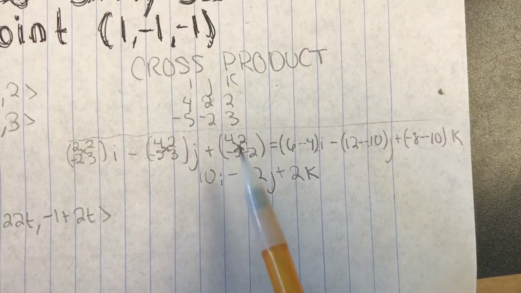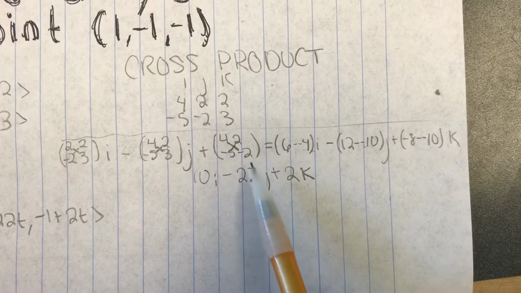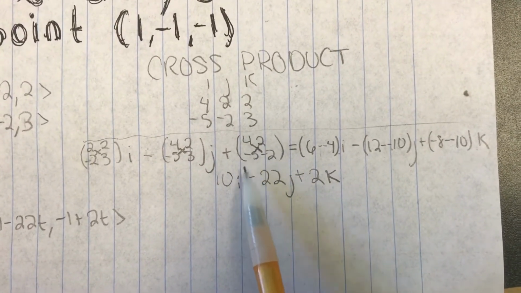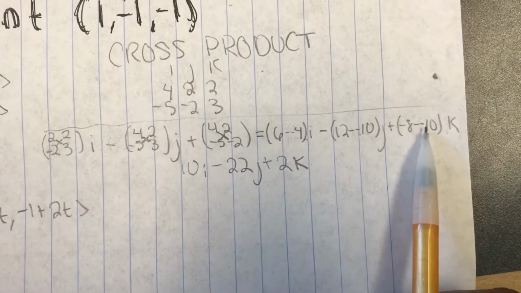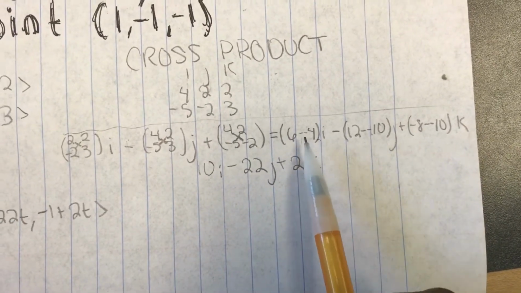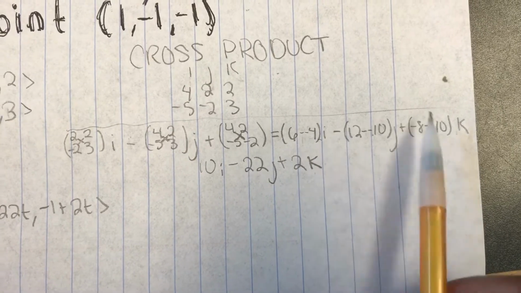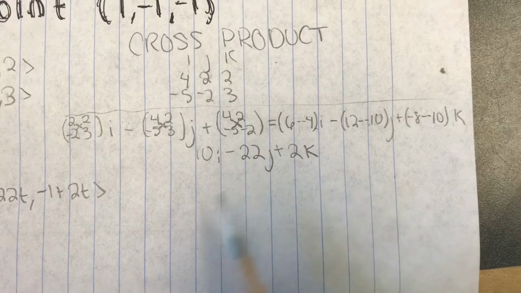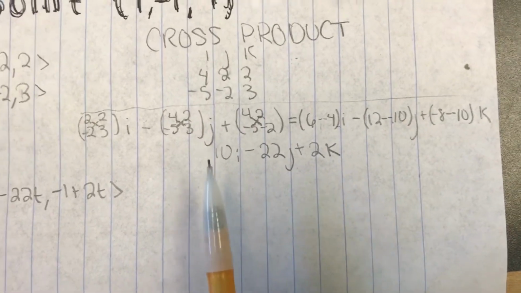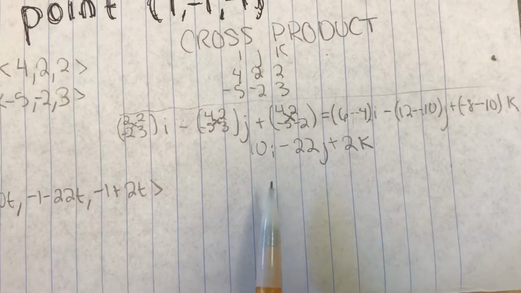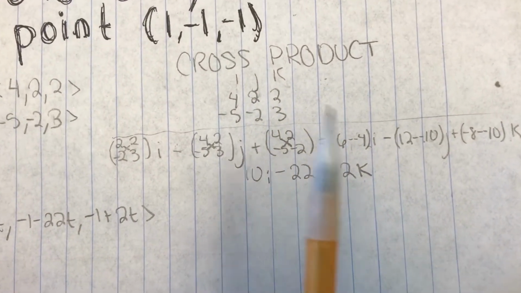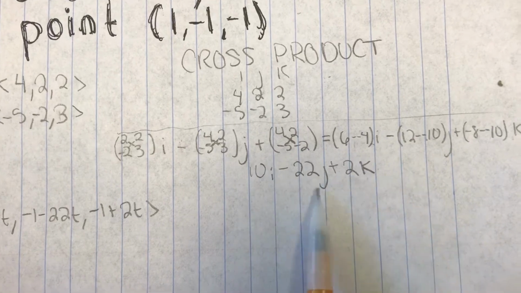Next we move on to k, which is 4 times -2, which is -8, minus 2 times -5, which is -10. So you got -8 minus 10. Obviously, you change the minuses to pluses. And so you get 10i - 22j + 2k. So right now those are the components of the cross product, which is the vector perpendicular to the normal vectors.